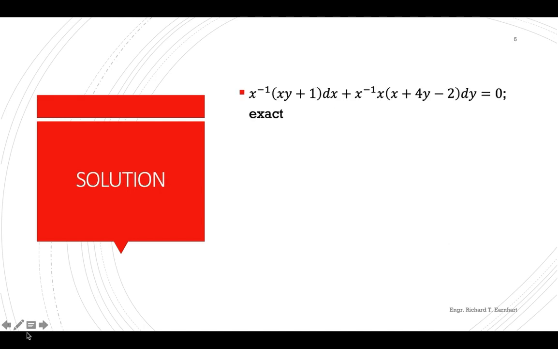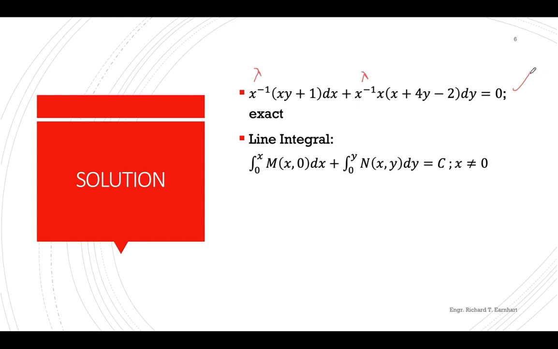Okay, now if this is your lambda, your integrating factor, multiplying M and N by lambda will make the equation exact. So no need to verify. And then I'll be using line integral.